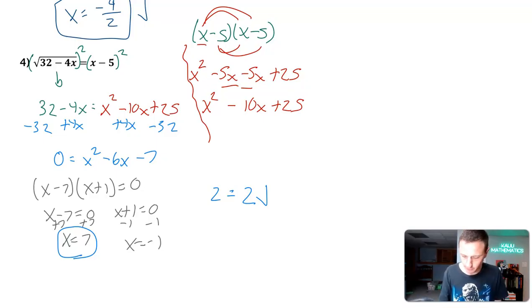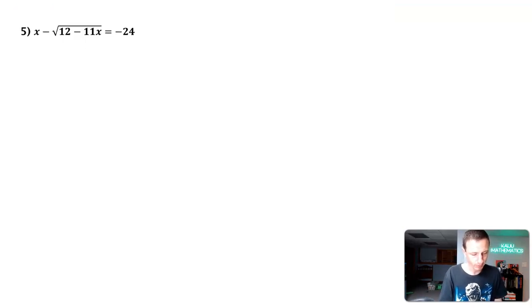Let's check negative 1. 32 minus 4 times negative 1, square root of 36. So I got 36 there. 6. So I get 6 equals negative 1 minus 5 is negative 6. Doesn't work. So the only solution that works is x equal to positive 7. Check your solutions. All right, next one.